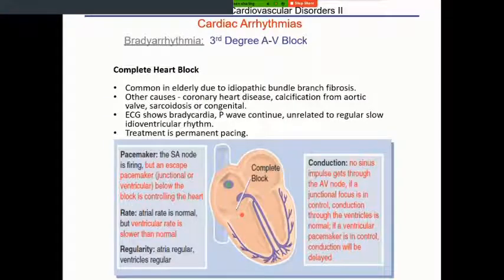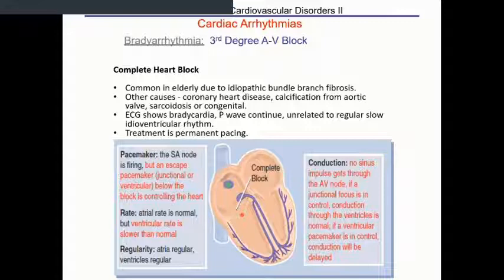Finally, we go to your third degree heart block. This is your third degree AV block, which is also called complete heart block. This is common in elderly patients due to idiopathic bundle branch fibrosis. Other causes can include coronary heart disease, calcification from aortic valve disease, and sarcoidosis; it could also be congenital. The ECG shows a bradycardia, and P waves will continue, unrelated to the regular ventricular rhythm. Usually, management will include permanent implantation of a pacemaker.